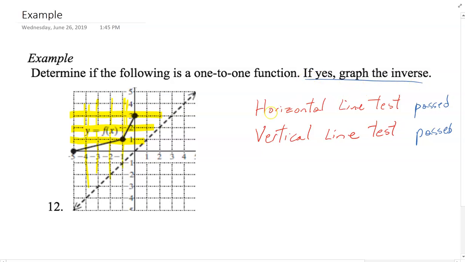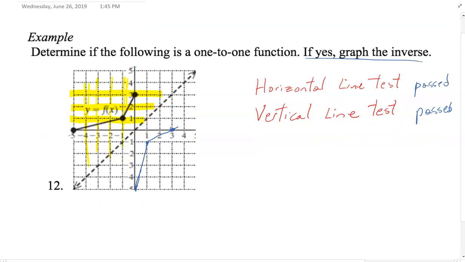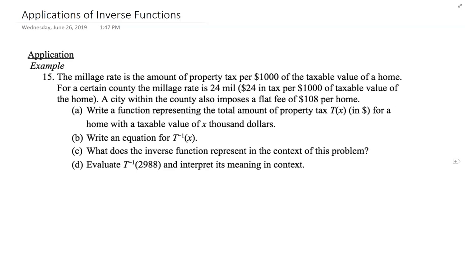So if yes, then graph the inverse. Just reflect it over this line of symmetry. Just look at the xy coordinates: negative 1, 1 goes to 1, negative 1, and then 0, 3 goes to 3, 0, and then 0, negative 5 goes to negative 5, 0, and then just connect those lines, and we are done. That is what you would do in a case like this. All right, let's move on to some applications. Word problems, real life situations.